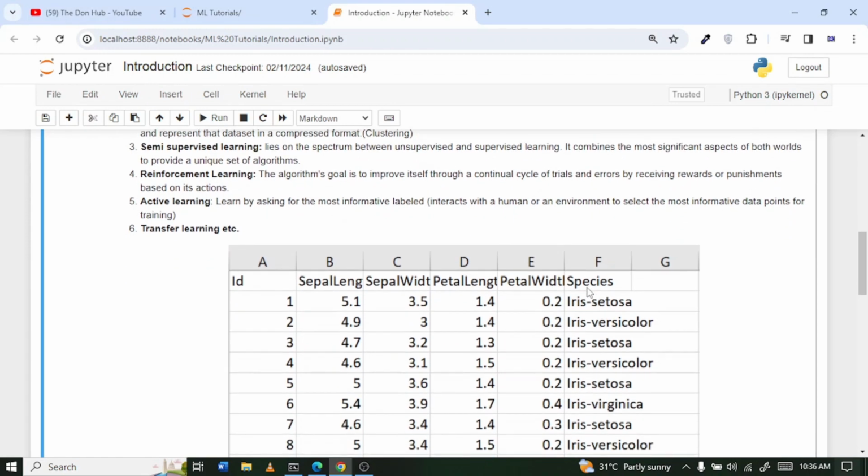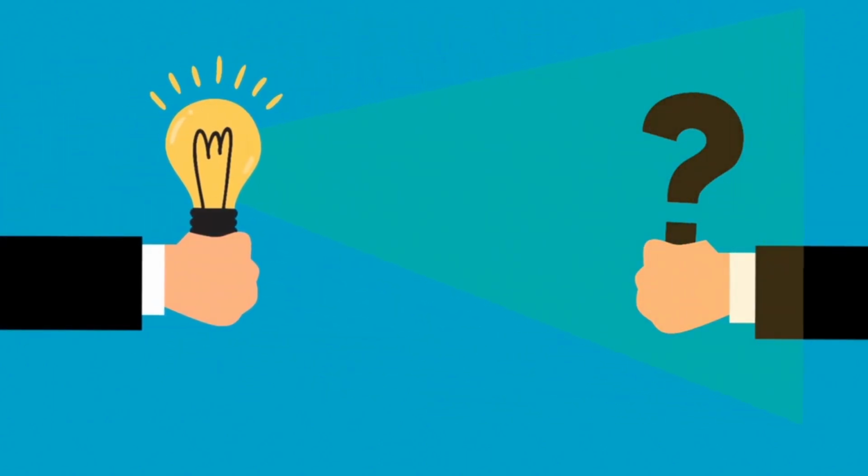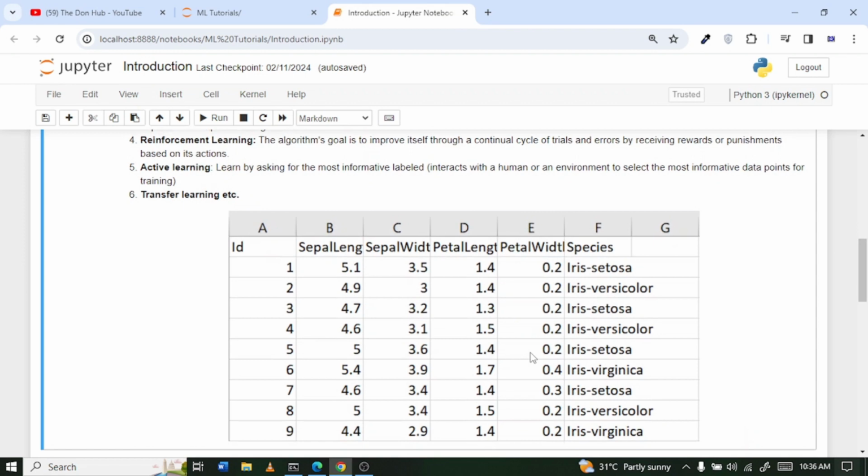And we have active learning. With active learning, the model interacts with its environment or a human to ask for the most important labels, okay. Based on that, it learns and then gives you the best output, okay. We also have transfer learning. With transfer learning, this is how it works.